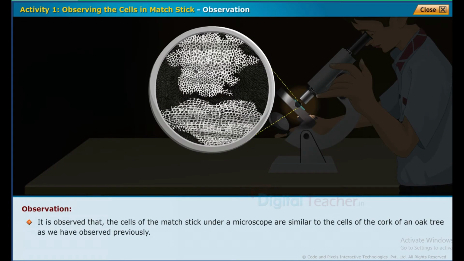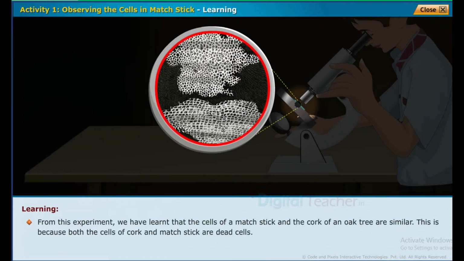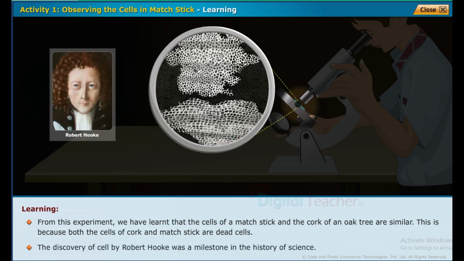It is observed that the cells of the matchstick under a microscope are similar to the cells of the cork of an oak tree, as we have observed previously. From this experiment, we have learned that the cells of a matchstick and the cork of an oak tree are similar. This is because both the cells of cork and matchstick are dead cells. The discovery of cell by Robert Hooke was a milestone in the history of science.